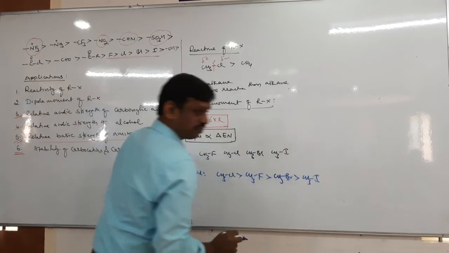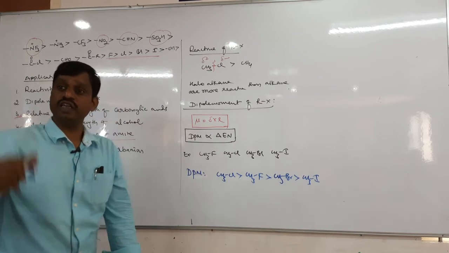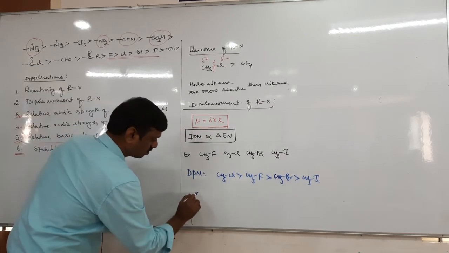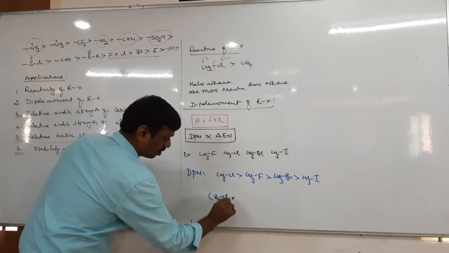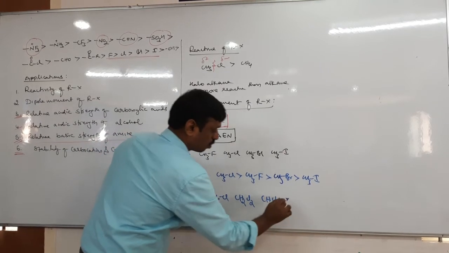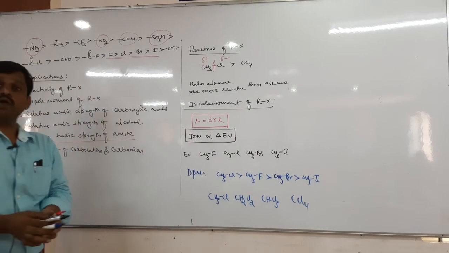Okay, this is one. Next, second point. As the number of halogens increases, what happens to the dipole moment? Say, for example, methyl chloride, dichloromethane, trichloromethane, carbon tetrachloride. So what is the order of dipole moment?